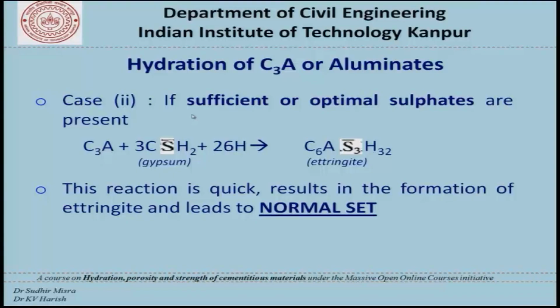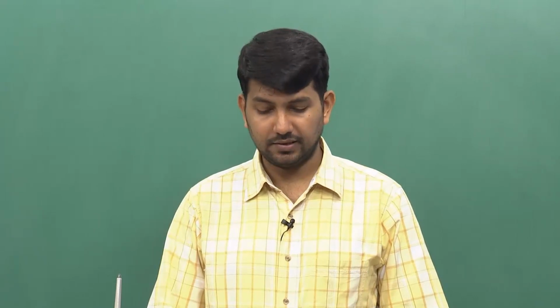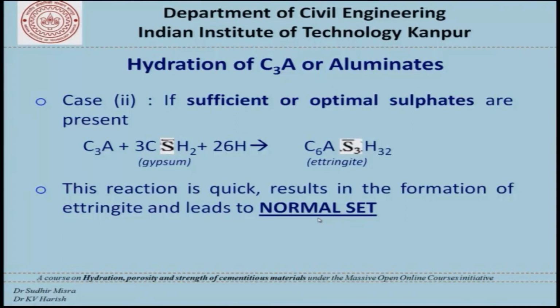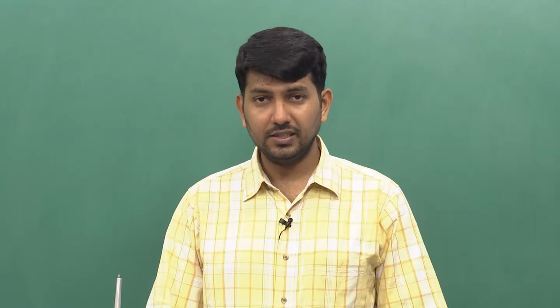In the second case, we have a situation where the amounts of sulfates and gypsum are optimal. In such cases, C3A reacts with gypsum, and here gypsum is referred to as C S bar H2, plus water, giving a compound called ettringite, C6A S3 bar H32. This reaction is also quick, but not as quick as the previous case, and results in the formation of ettringite, and finally we have the condition called normal set. Remember that normal set is obtained only when you have sufficient or optimal sulfates. When we say normal set, the Portland cement paste typically takes 2 to 4 hours to achieve initial setting time.